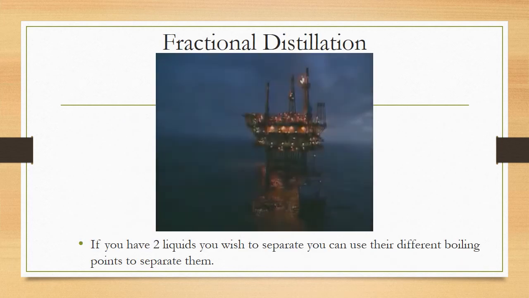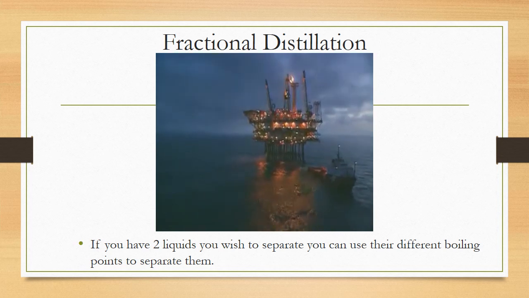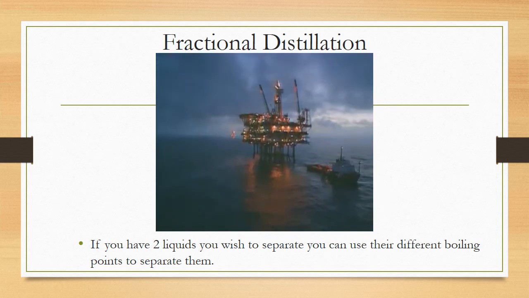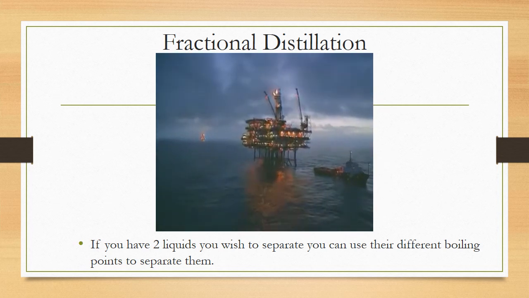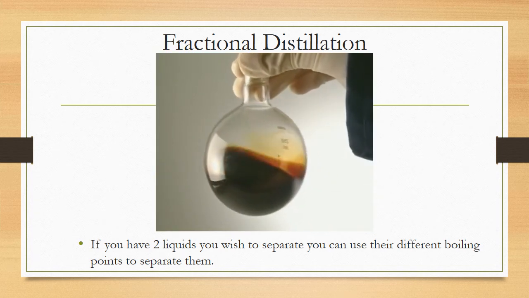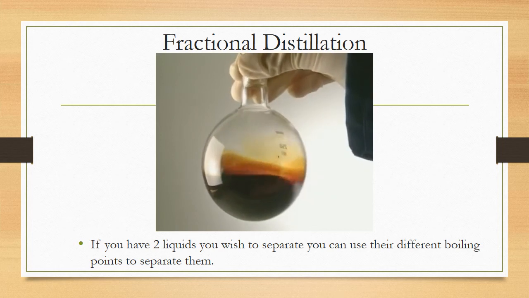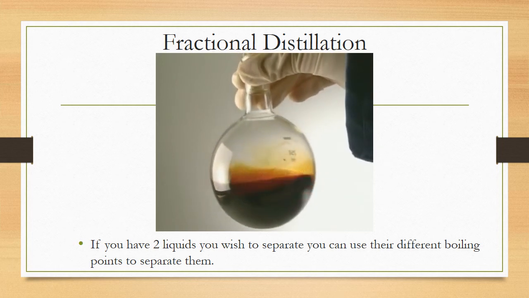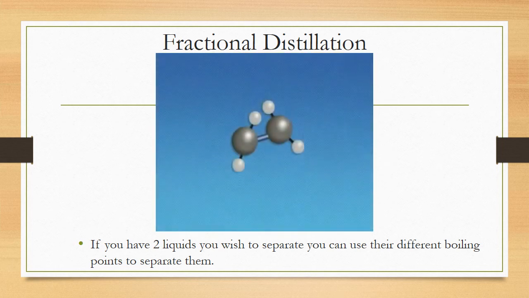That's simple distillation. We also have fractional distillation. And if you have two liquids you wish to separate, you can use their different boiling points to separate them. Crude oil is a thick, dark brown liquid found deep in the Earth's crust. It's a mixture of hydrocarbons, molecules made of hydrogen and carbon. Some molecules in the mixture are very small, just a few atoms joined together.